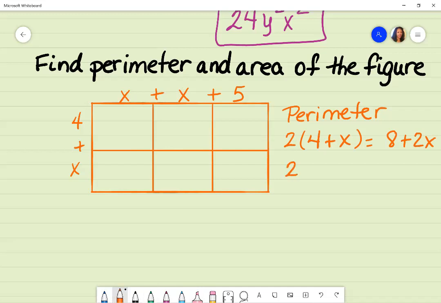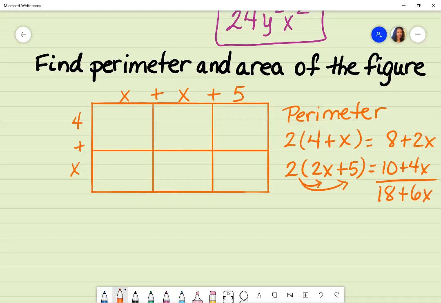So I have 2 times 2x plus 5, and distributing this, 2 times 2 is 4x, and then 2 times 5 is 10. Notice I had to write it the other way around because I'm trying to combine like terms. Now this is 18 plus 6x. I want it in standard form though, so I'm just going to rewrite it with the x first, and my answer is 6x plus 18 for my perimeter.